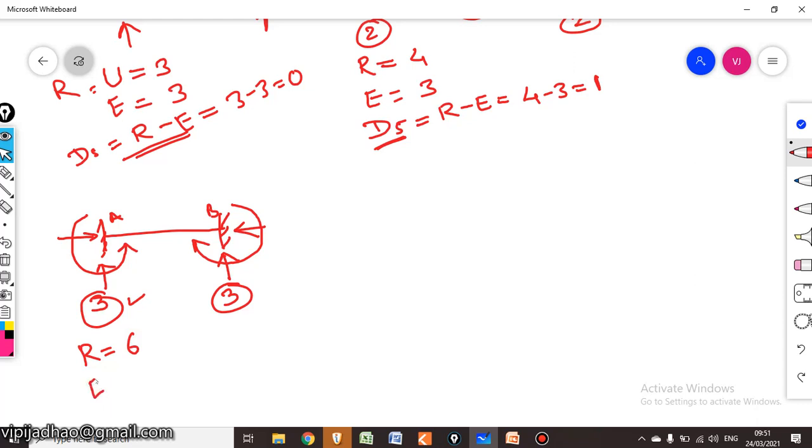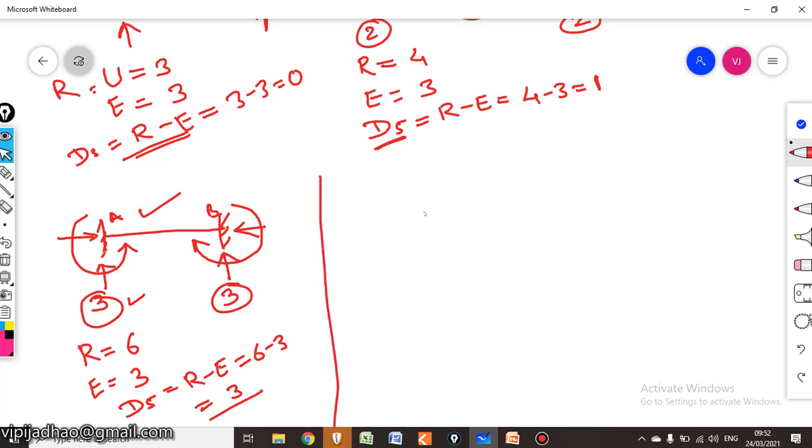Whereas the total equations of equilibrium available are only 3. Therefore the degree of static indeterminacy will be equal to R minus E. This is the formula, R minus E. So this is equal to 6 minus 3, which is equal to 3. So in case of this particular fixed beam, the degree of static indeterminacy is equal to 3 only.